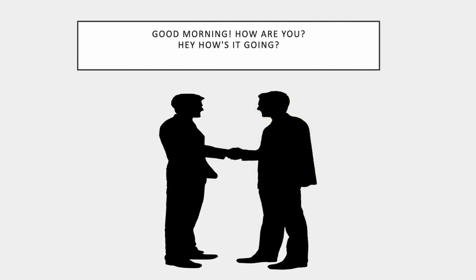Look at these two sentences. Good morning. How are you? Hey, how's it going? Both of these sentences have the same basic meaning, but the tone and words are different. The first sentence is formal. The second sentence is informal. It seems you and the other person are familiar with each other.